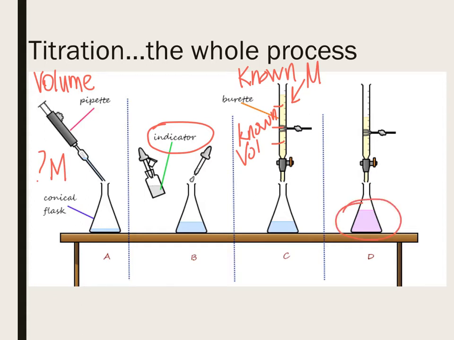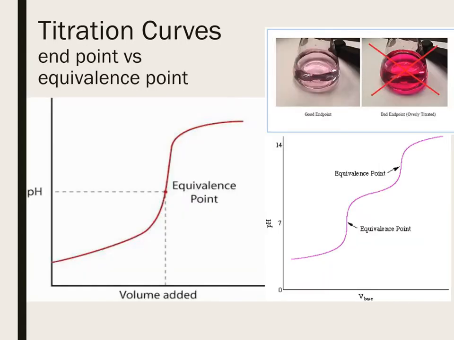the indicator change colors. The other thing that you may see is a titration based on pH. So they are looking for a graph and something specific to happen in that graph, which I'll talk about in the next slide. All right, so there are two different ways of doing a titration curve.